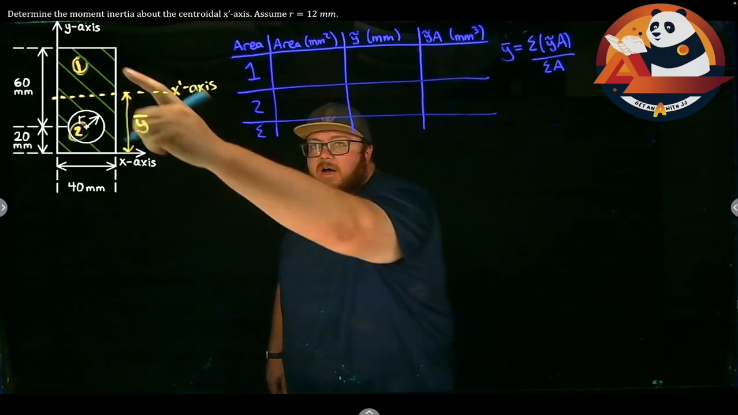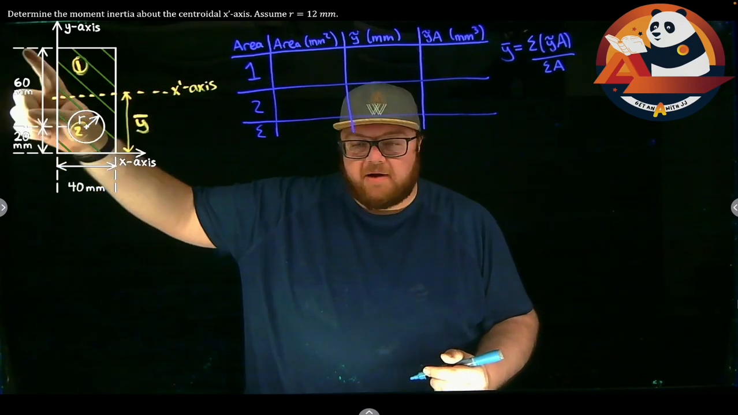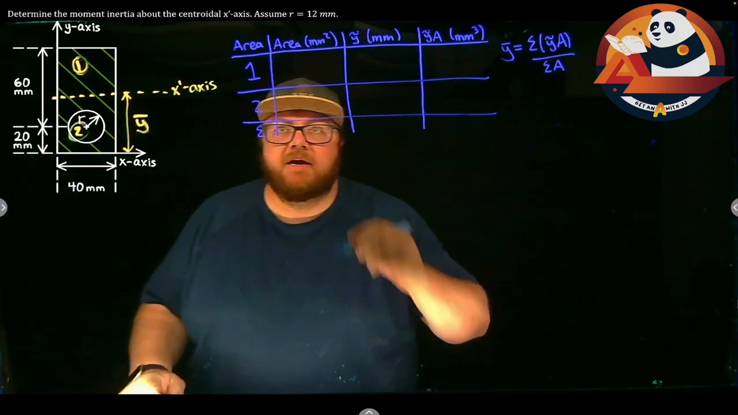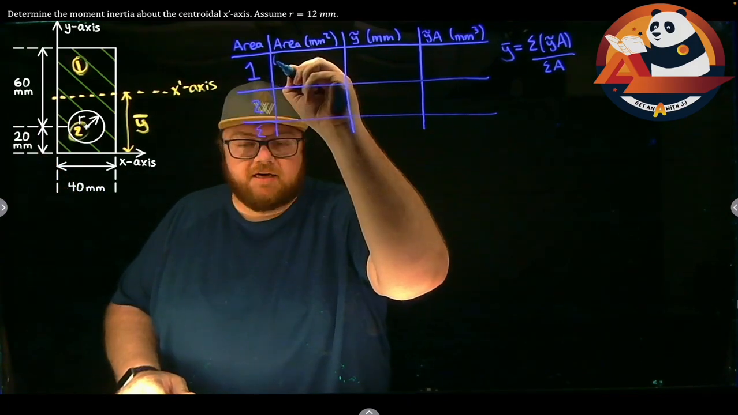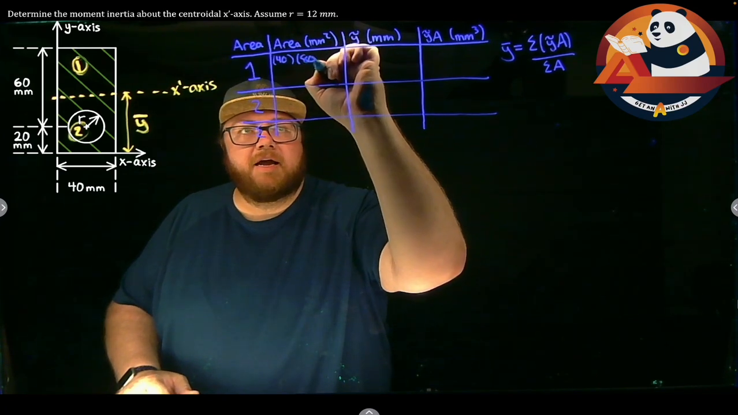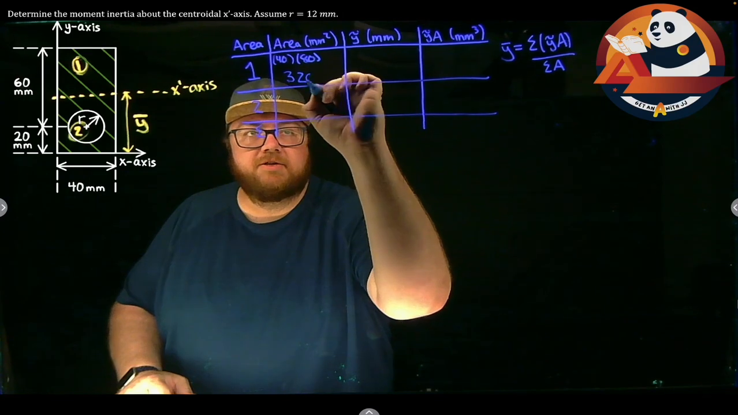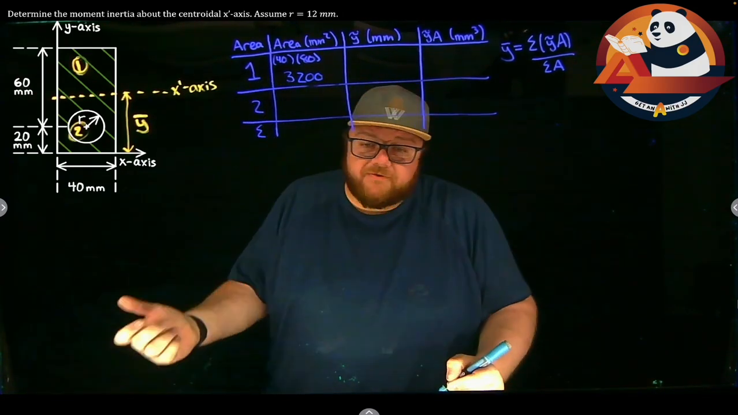For shape 1, what's my area? Well, my base is 40 millimeters. My height is 60 plus 20, or 80. So base times height, 40 times 80, is 3,200. And that'd be the first piece there.